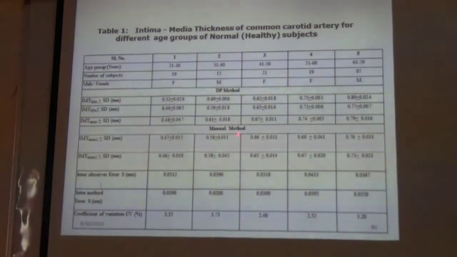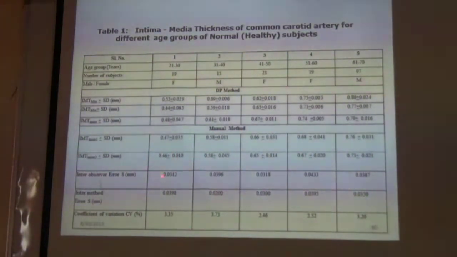What do you mean by manual method? It is the values measured by the radiologist. They see the difference. This was the measurement done by the dynamic programming method by a machine, with the help of coding, and this was the manual method, measured by the radiologist. This is by one radiologist and this is by another sonologist for the same patient.